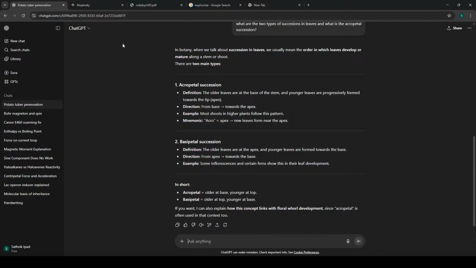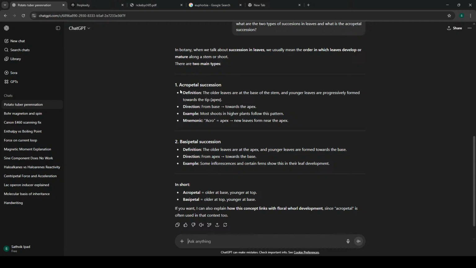Basically, what this succession means is whether leaves arise from the tip to bottom or from bottom to tip. That is, we have two names, that is acropetal and basipetal. In botany, when we talk about successions in leaves, we usually mean the order in which leaves develop or mature along a stem or shoot.